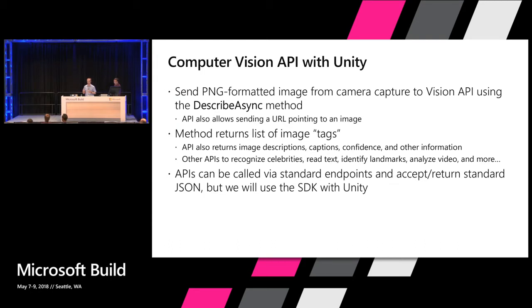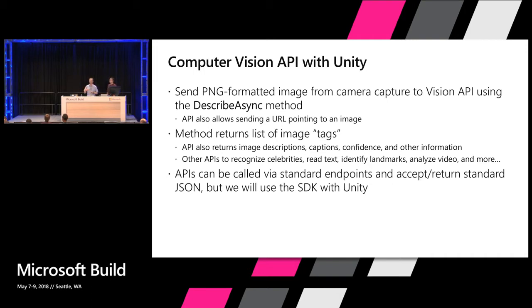So using this with Unity, there's an SDK that we're using. But what we need to do is we need to take the image from the camera, and we need to get it up to the cognitive service. So we have a running feed from the camera, the device camera. We grab just the last frame whenever the person presses the button. We compress it, and then we call the describe async method, which is part of the Vision SDK.